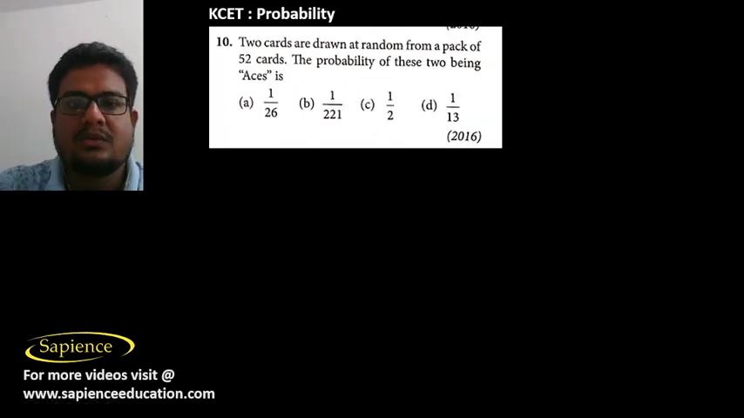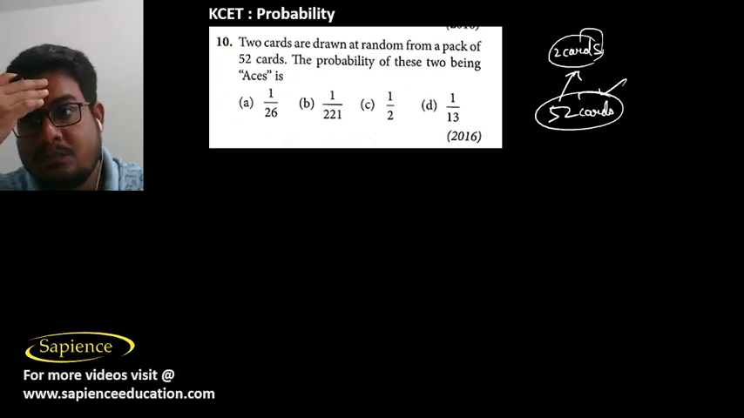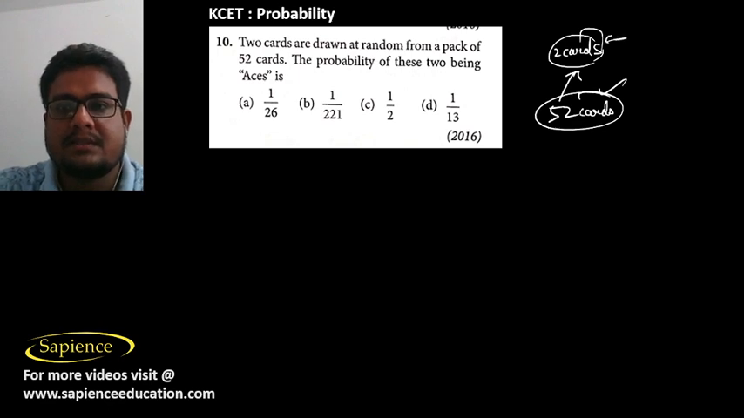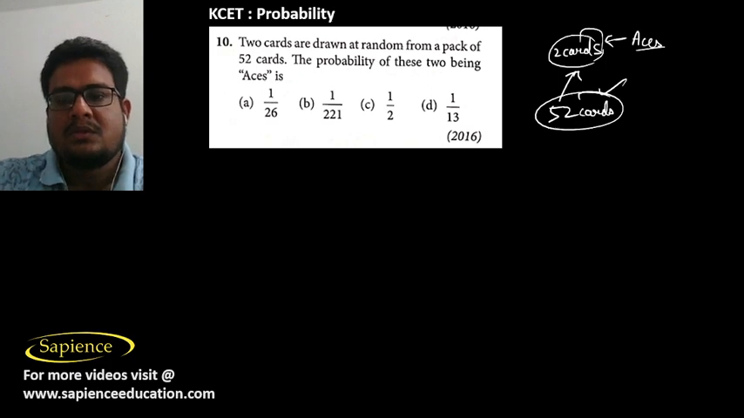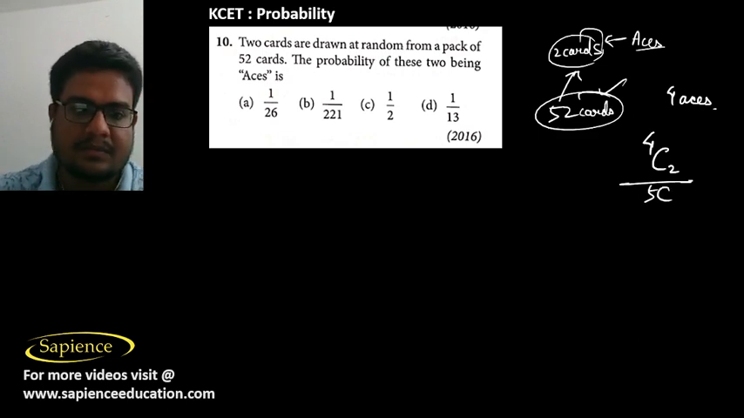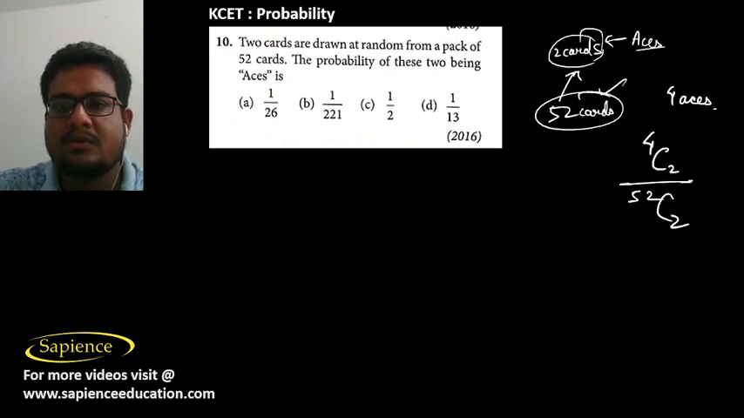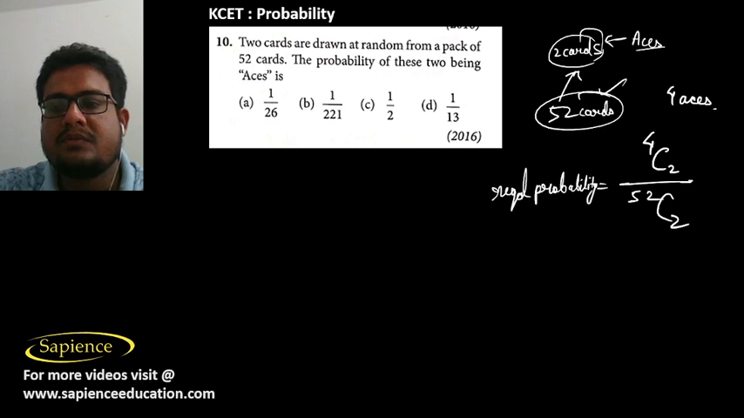Then in question number 10, it is told two cards are drawn at random from a pack of 52 cards. The probability of these two being aces. So we know that there are four aces. Out of these four aces, I can choose any two by 4C2 ways, and out of these 52 cards, I can choose any two also. So 4C2 is the number of favorable outcomes, and 52C2 is the number of possible outcomes. So the required probability is 4C2 by 52C2, so that is (4 by 2 into 3 by 1) divided by (52 by 2 into 51 by 1).